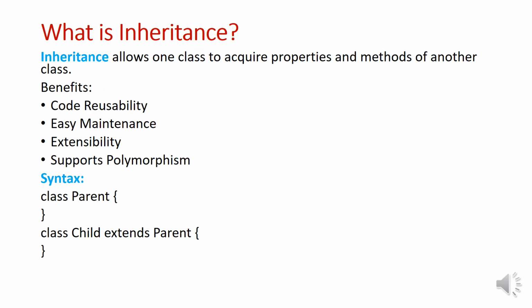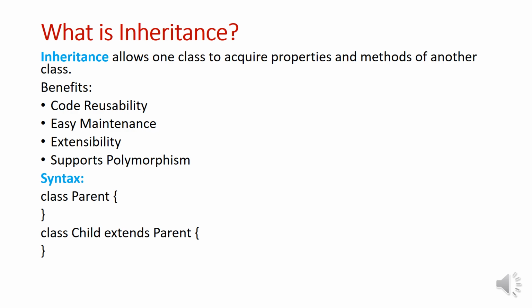Inheritance. The definition of inheritance is that a new class is created from an old class, and it allows one class to acquire the properties and methods of another class. These are all the inheritance benefits: code reusability, easy maintenance, extensibility, and support for polymorphism.